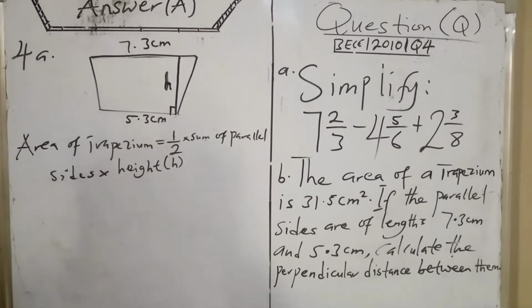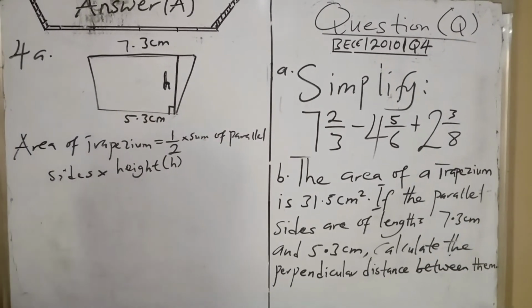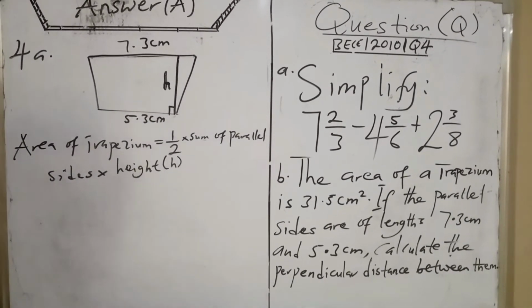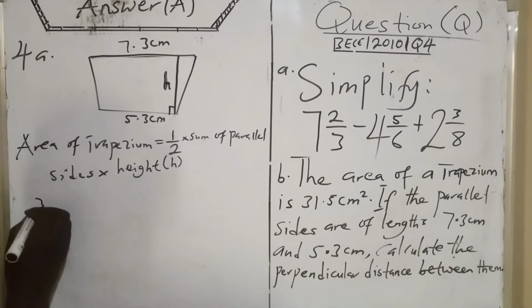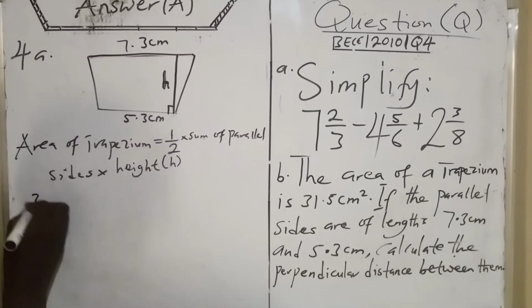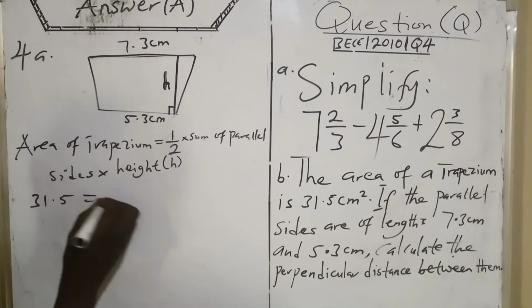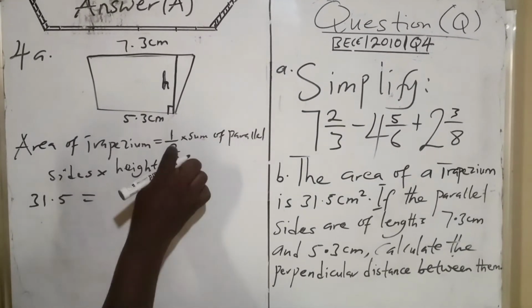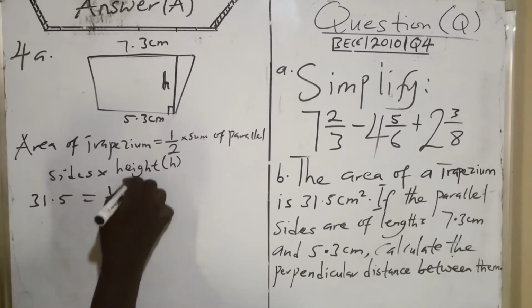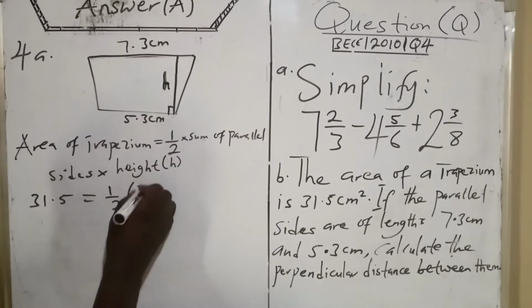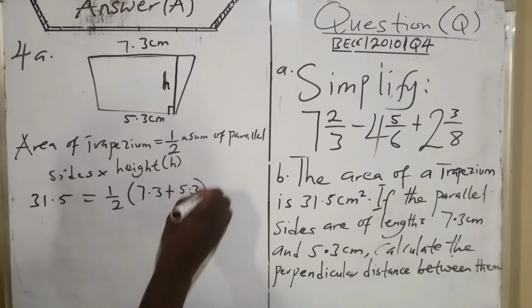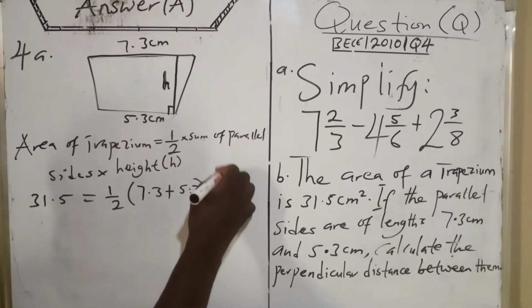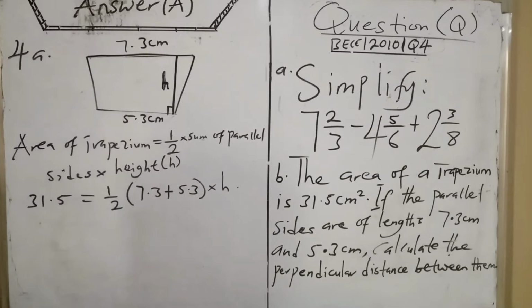In this method, we are going to use substitution to answer this question. In the question, the area is given as 31.5 centimeters squared. So I have 31.5 equal to half times the sum of the parallel sides, 7.3 and 5.3, multiplied by the height h.